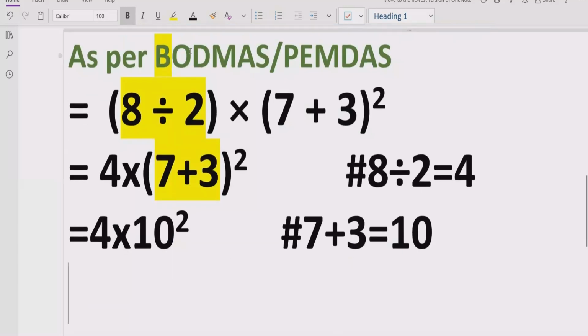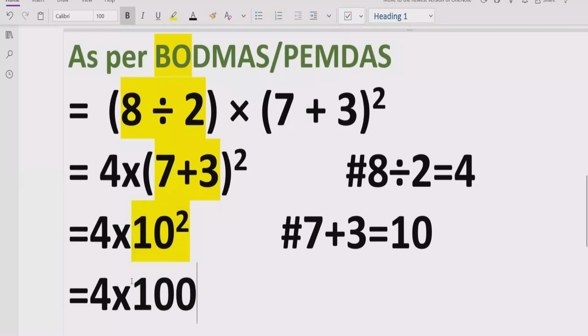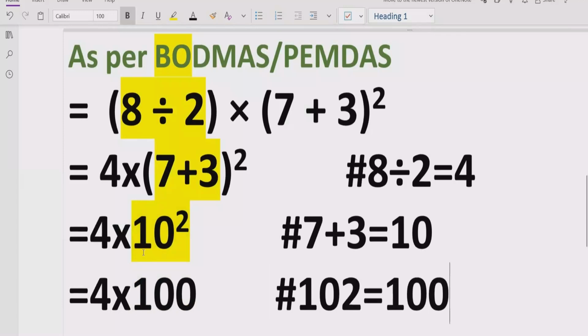Now we have solved the brackets and now we have step number 2, which is the exponent part. So in our expression, first of all, we have this 10 raised to power 2. So we will solve this one. 10 multiplied by 10 equals 100. And again we will give the reference here: 10 raised to power 2 equals 100.